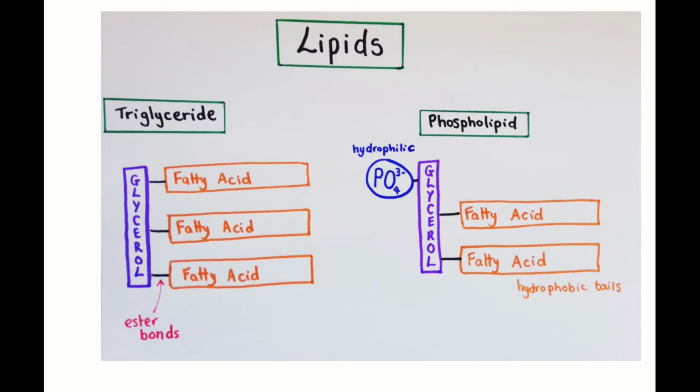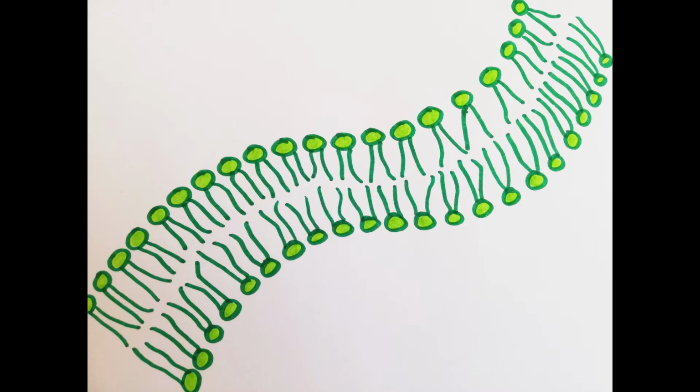Phospholipids make up the membranes around and within our cells. Check out the video on cell membranes for more details. The key features of phospholipids is that their phosphate heads are hydrophilic, or water-loving, while their tails are hydrophobic, or water-hating, so they naturally form a bilayer, with the heads facing out and the tails facing inwards, and this creates a barrier between two areas.